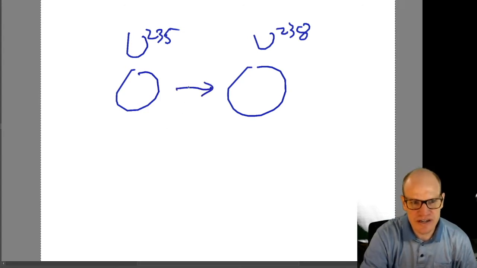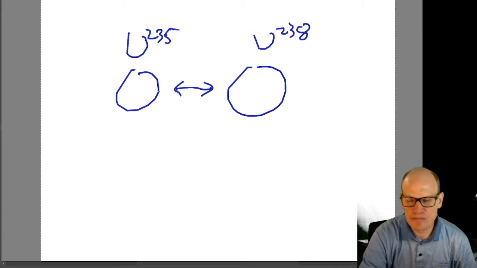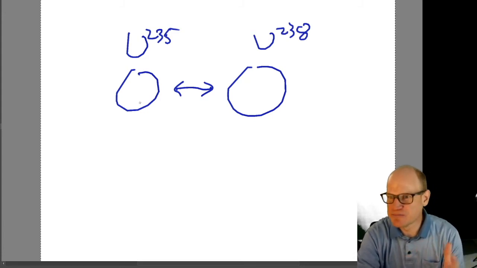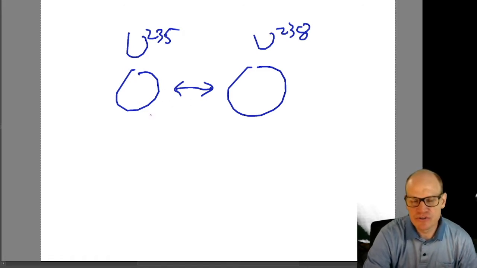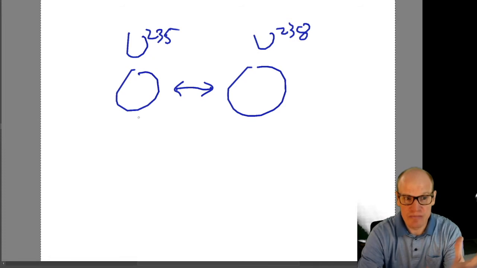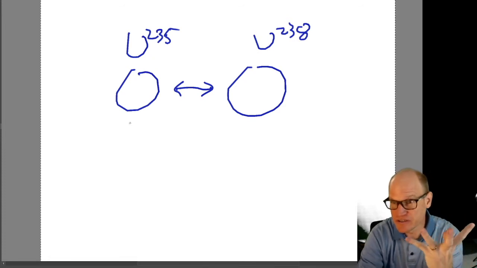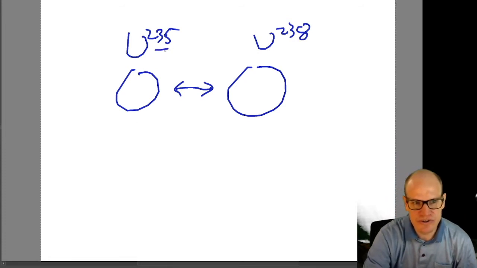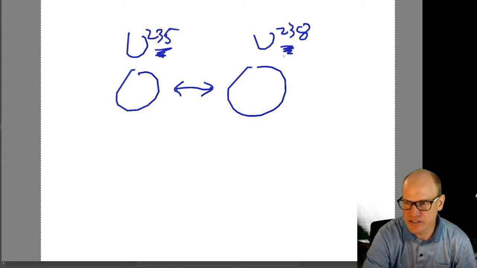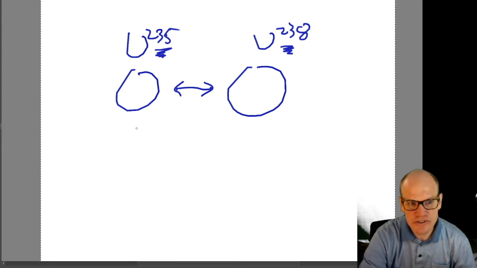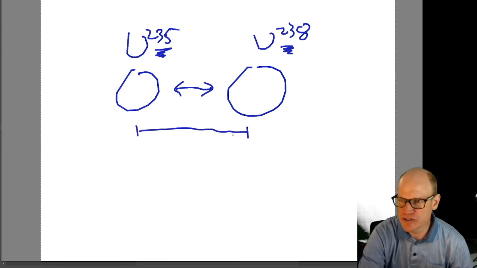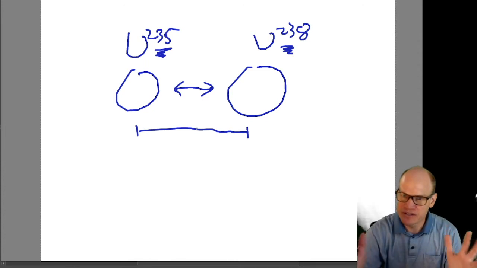The nucleus does not care as much that they're both uranium, that they both have the same number of protons. The nuclear physics really cares primarily about the number of nucleons in the nucleus. This one has 235 nucleons, this one has 238 nucleons, which means there are three nucleons different from each other. That's like the chemical difference between lead and gold, which is three electrons, being the nuclear difference between uranium-235 and uranium-238. Three nucleons. It makes a big difference.